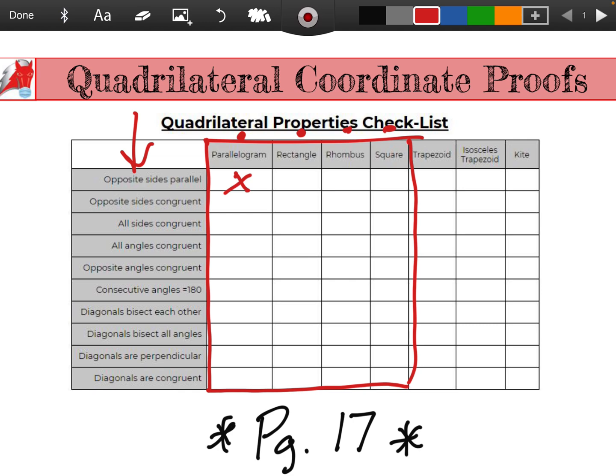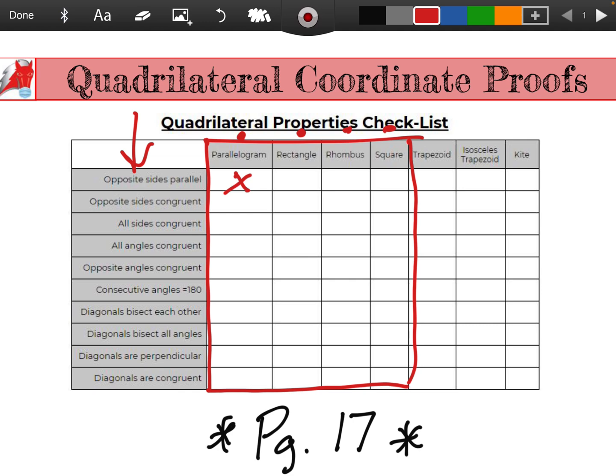Go down the list and put an X on all the properties that do work, and then just leave it blank if that's not a property. Okay, we just want to get an idea and kind of look at this and summarize it. So go ahead, pause the video, check it out, and then we will come back and see how you did.